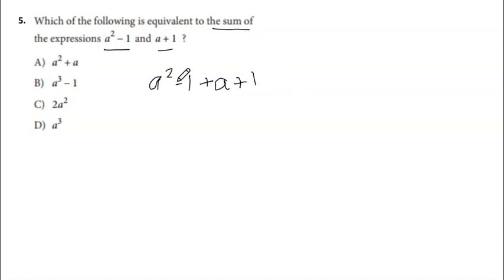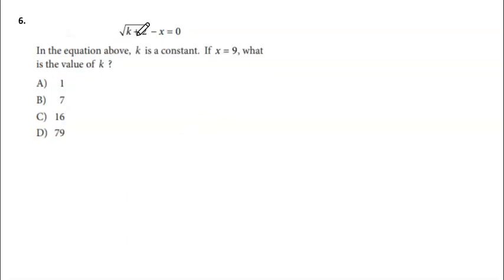So here I see a squared minus 1, and then I see another plus 1. So minus 1 plus 1 is what? It's 0. So I'll end up with a squared. Let me cross this out. This crosses out. a squared plus a. So our answer is a squared plus a. This is very simple. Let's move on to question number 6.